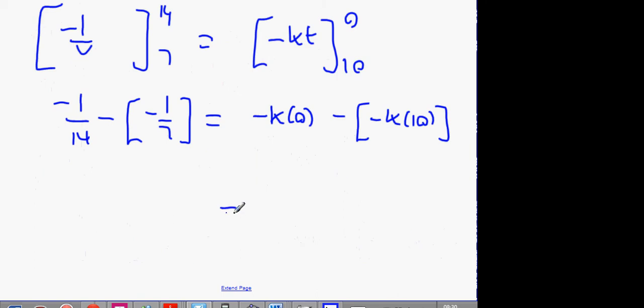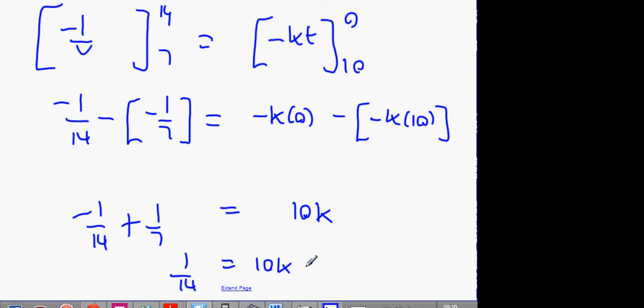And what I'm going to get is 10k equals minus 1/14. Now remember, a 7th is 2/14, or plus a 7th, and we're going to get 1 over 14 equals 10k. k equals 1 over 140. That's actually not too bad at all.